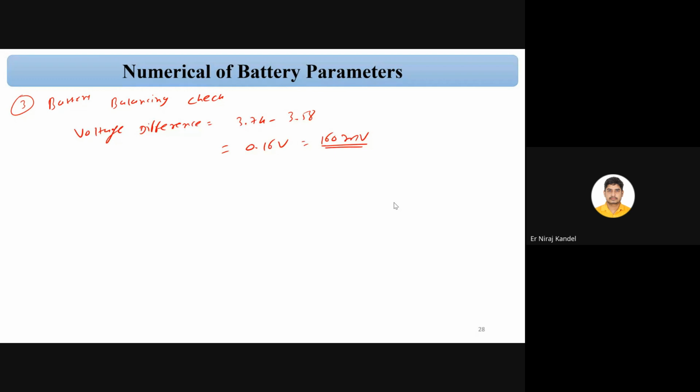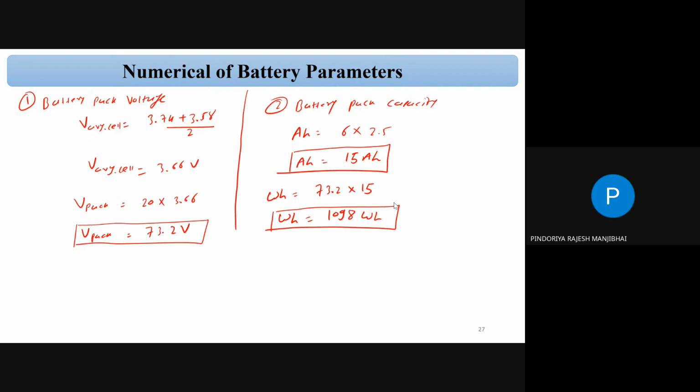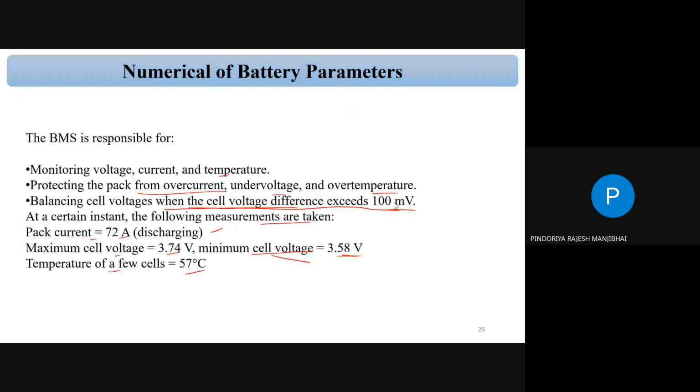Yes, sir, it's practical. So we need to balance. Now the voltage difference is 160 millivolts, correct? And in the BMS, they measure balance voltage when the cell voltage difference exceeds 100 millivolts. So this voltage difference is 160 millivolts. So the BMS is triggered, correct?